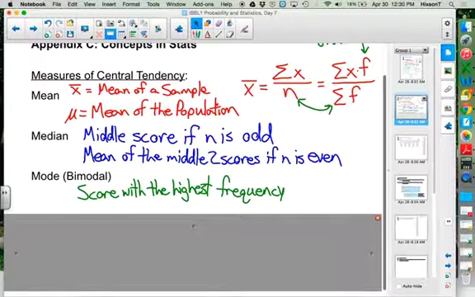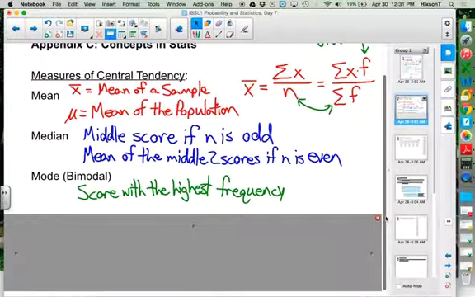So if they ask for the mode and it's bimodal, you would just say the modes, plural, are this and this. Okay. Now the only time it is possible not to have a mode is when all of your scores have the same frequency. If we were doing everybody's height and no one was exactly the same height, we wouldn't have a mode, because everyone has a frequency of 1. So it's possible to not have a mode, and it's possible to have more than one mode.